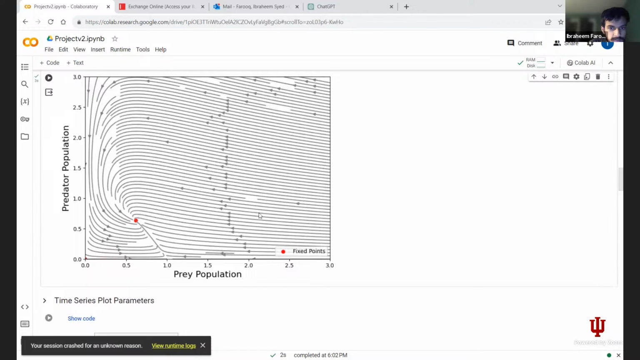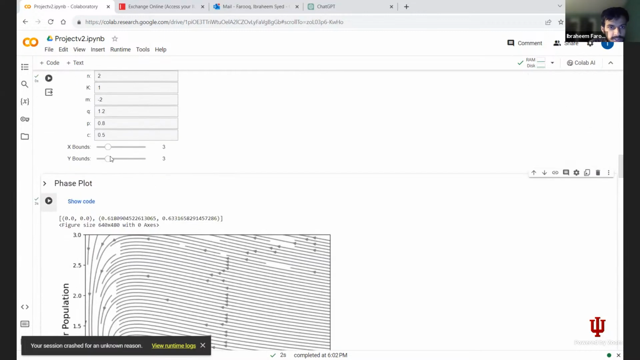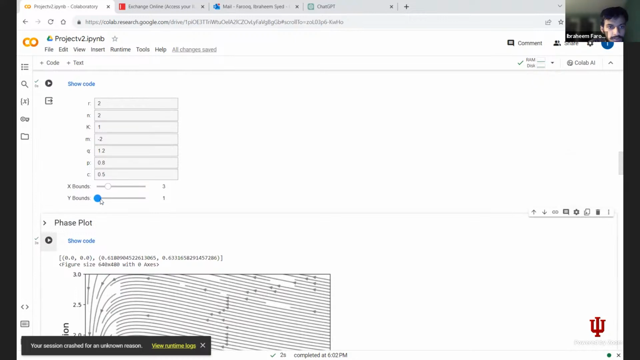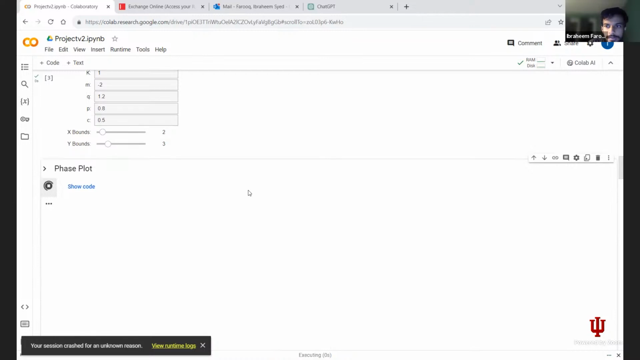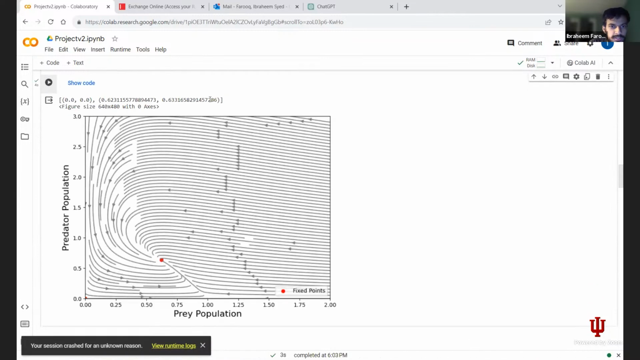Yeah, so here we can take a look at the plot. We can modify our bounds. Since it seems like nothing's interesting beyond maybe 2, our Y bound should be 3, oops, and our X bound can be 2. And it's also printing the expected fixed points here, which is here and here.